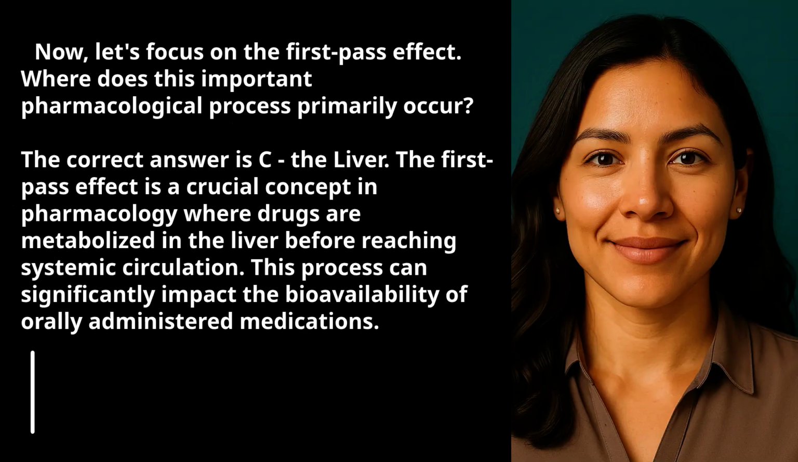Now, let's focus on the first pass effect. Where does this important pharmacological process primarily occur? The correct answer is C, the liver. The first pass effect is a crucial concept in pharmacology, where drugs are metabolized in the liver before reaching systemic circulation. This process can significantly impact the bioavailability of orally administered medications.